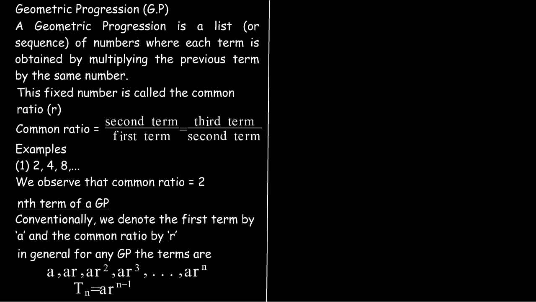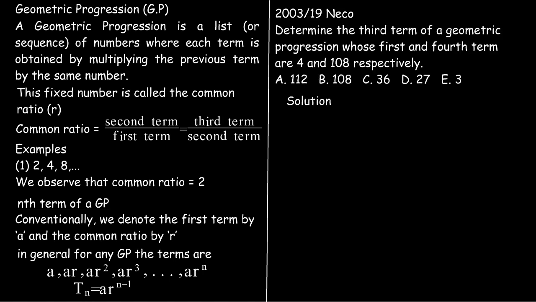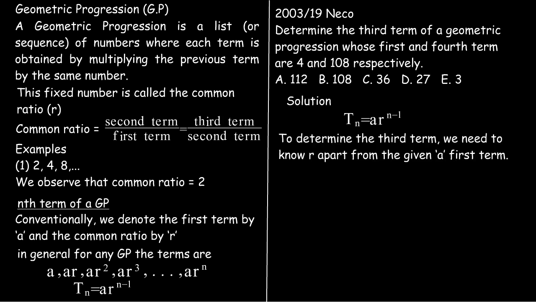Now we have an example that states: determine the third term of a geometric progression whose first and fourth terms are 4 and 108 respectively. So we are given the first and the fourth term of the GP, and we are asked to look for the third term. Now recall our nth term of a GP: Tn is equal to ar to the power of n minus 1. To determine the third term, we need to know r apart from the given a, which is our first term, because the term will be ar to the power of n minus 1, and we currently don't know r.